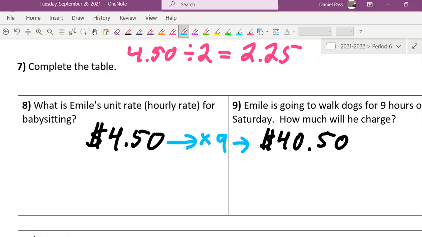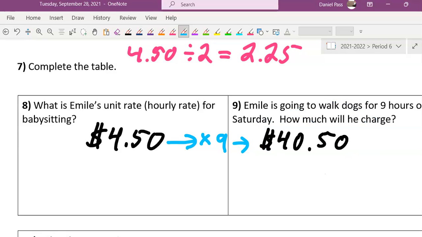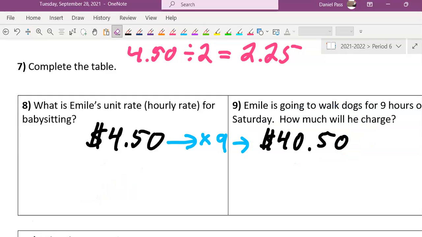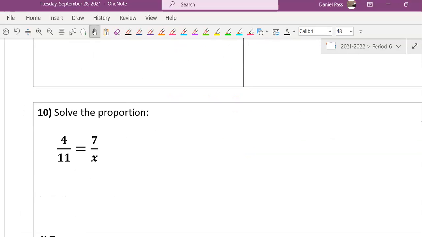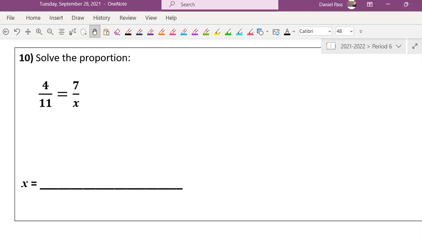All right, so this looked really weird to me, these numbers. It almost looks like that's kind of times 10, but remember, times 10 would have been $45. So it's not times 10, it's times 9, because $40 is less than $45. Right, everyone? Right. All right. Moving on.